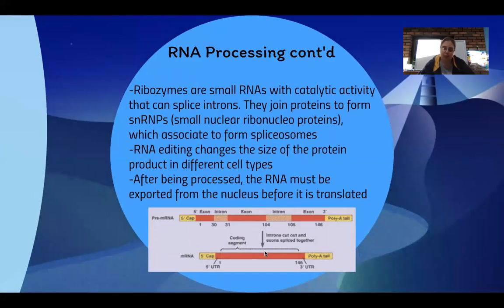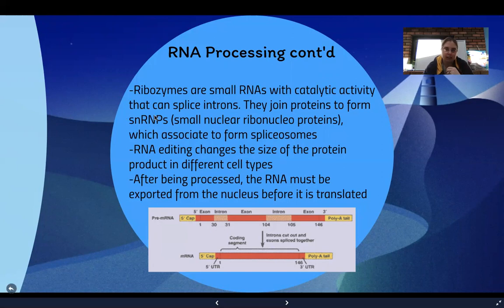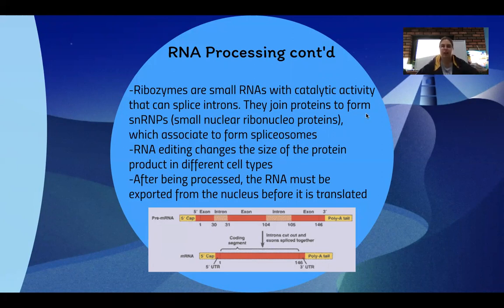We have these things called ribosomes, and they're actually these little tiny small RNAs with catalytic activity. And what we mean by catalytic activity is that they help with the cutting out, the splicing of the introns. Now these ribosomes join up with proteins in order to form these larger structures made up of ribosomes and proteins that are called snRNPs. You can see that acronym right there stands for small nuclear ribonucleoproteins. And then these snRNPs come together to form a larger structure called spliceosomes.